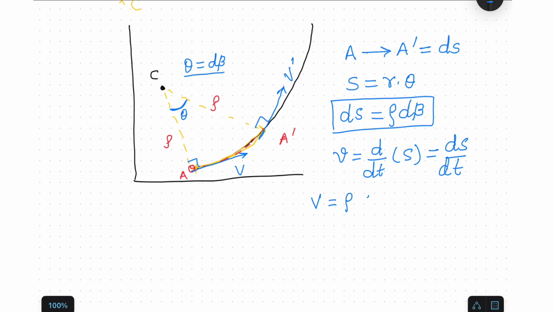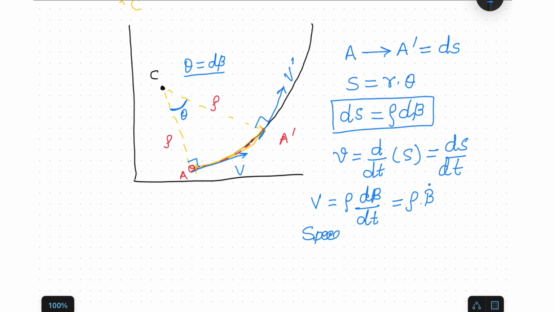Rho dβ/dt we can write here. And we can write d/dt of β, easily, that this is the first time derivative of β, so we can say it is β prime. Now guys, this is the speed.